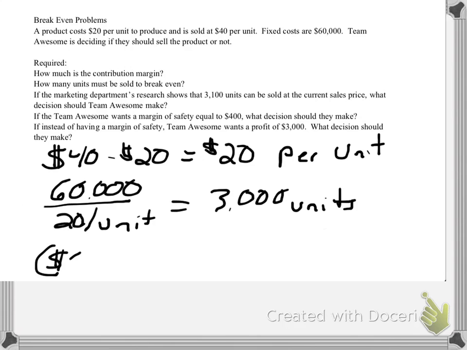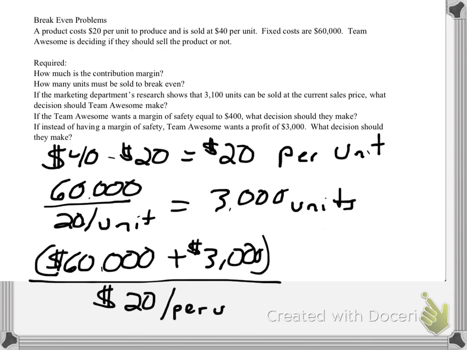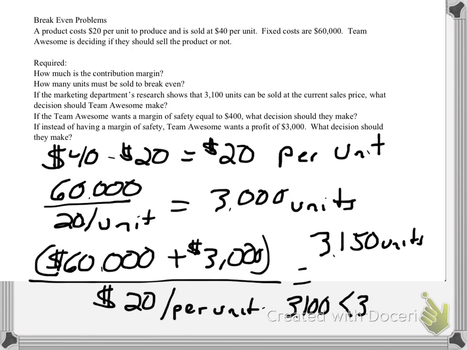You're going to take your $60,000 fixed cost, and you're going to add your $3,000 desired profit. You're going to divide that all by a $20 contribution margin per unit. What happens is you end up knowing that you need to now sell 3,150 units, and you're asked to make your decision on this. Well, if management still figures they could sell 3,100 items, that is now less than the 3,150 items that you need to sell in order to earn a profit of $3,000. So your decision should be not to sell.